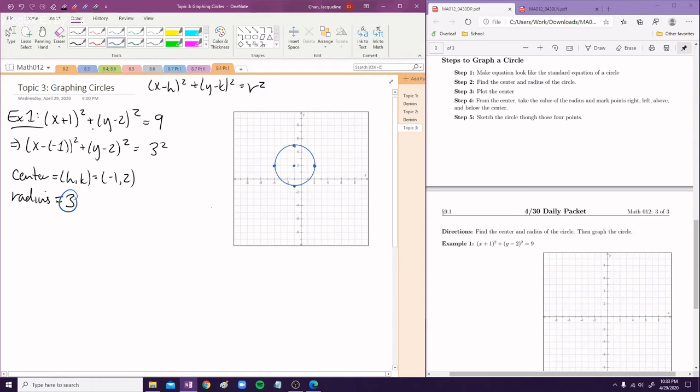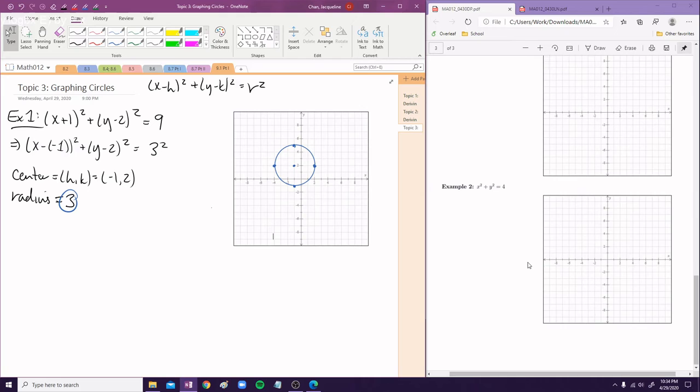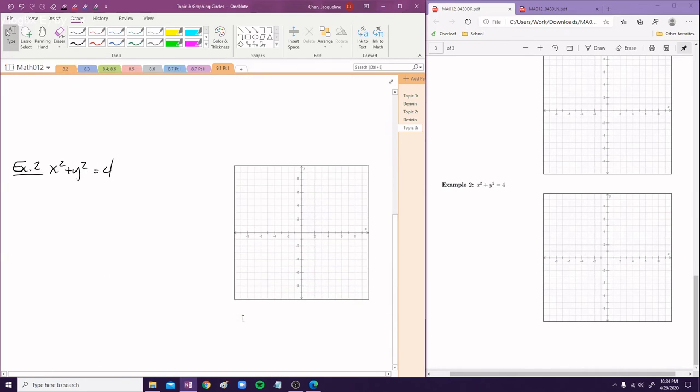So this is the graph of a circle with the equation x plus 1 quantity squared plus y minus 2 quantity squared equals 9, right? So now let's plot another circle, and then we will be done for the day. For our second example, we want to find the center and the radius, and then graph the circle x squared plus y squared is equal to 4.